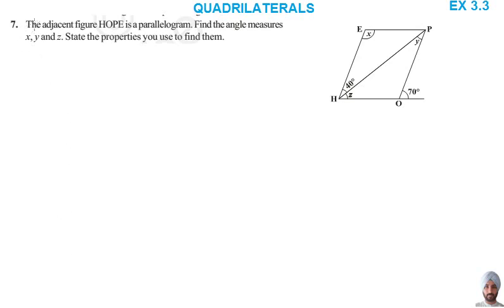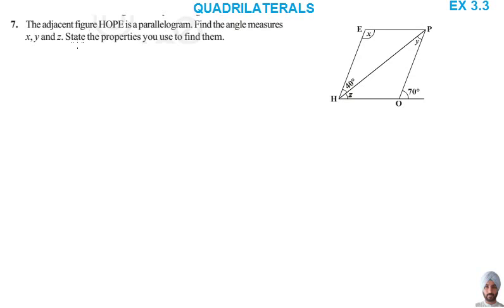The next question says the adjacent figure HOPE is a parallelogram, HOPE. Find the angle measures x, y, and z. That is, we have to find these angles. State the property you use to find them. So you have to state the properties also that we will use.